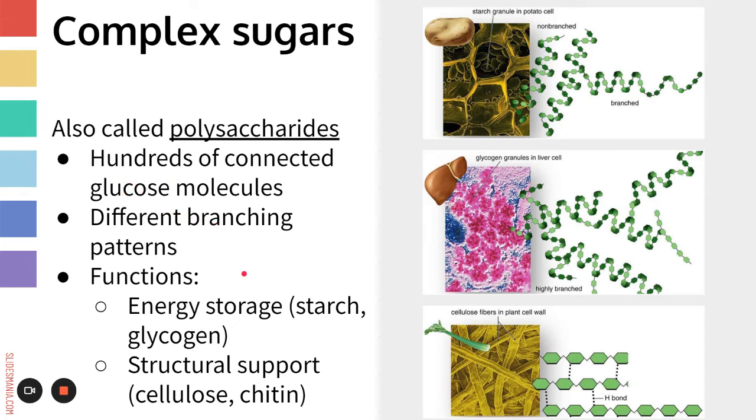And there are a few different functions for complex sugars that are different than for simple sugars. One is for energy storage. Starch and glycogen are the two main ones for this. The idea is that if we eat a meal that has a lot of sugar and you have a lot of sugar in your bloodstream, your body might store some of that sugar, particularly in your liver and in your muscles, so that if later you need some glucose and you haven't eaten in a while, you can chop it up a little bit, break off some of the glucose that's stored, and use that as a source of energy.